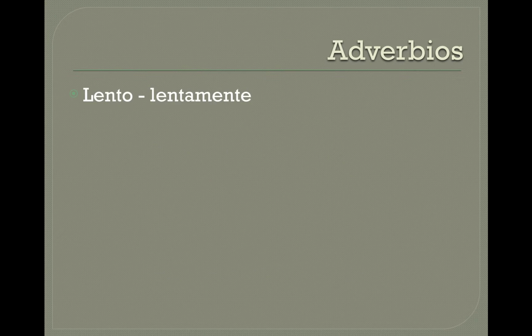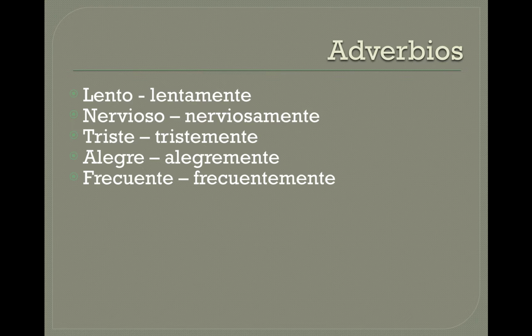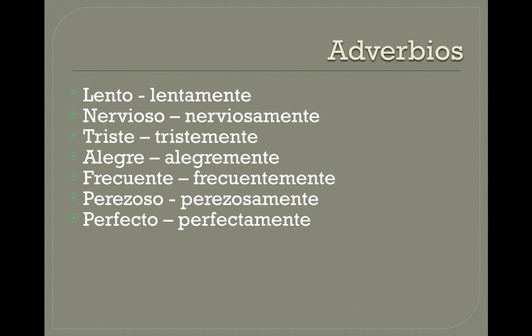Some examples: lento is lentamente, nervioso, nerviosamente, triste, tristemente. The feminine singular form of triste is just triste, so it does not become tristamente, it's just tristemente with an E. Same thing with alegre, alegremente, frecuente, frecuentemente, frequently, lazy and lazily, perezosamente, perfecto becomes perfectamente, and fácil becomes fácilmente.